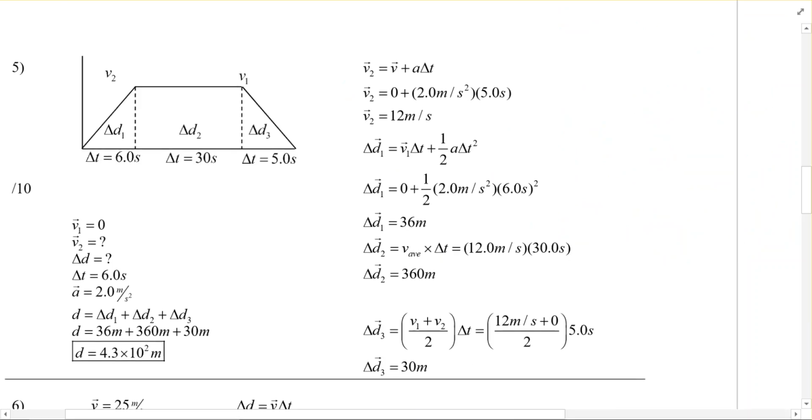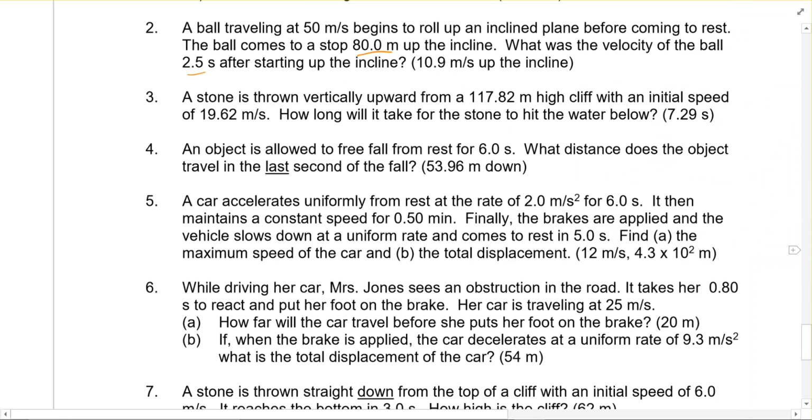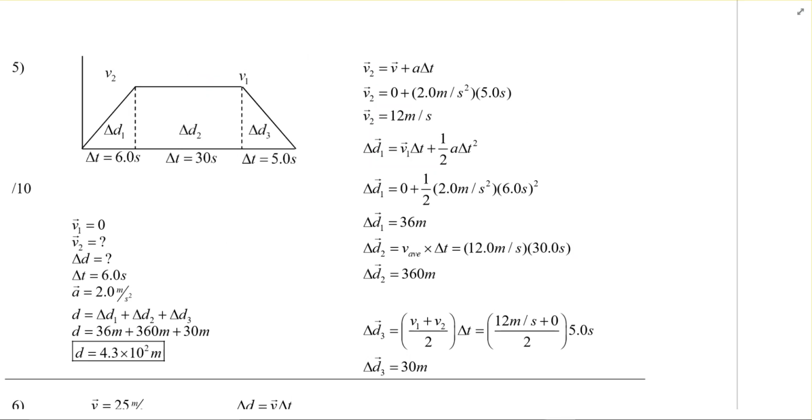Number 5 says a car accelerates uniformly from rest at a rate of 2 meters per second squared for 6 seconds. So that's accelerating, right? It then maintains a constant speed, so not accelerating, for 0.5 minutes. Finally, the brakes are applied and the vehicle slows down at a uniform rate and comes to rest in 5 seconds. So it decelerates, or slows down, for the last part. Find the maximum speed of the car and the total displacement.